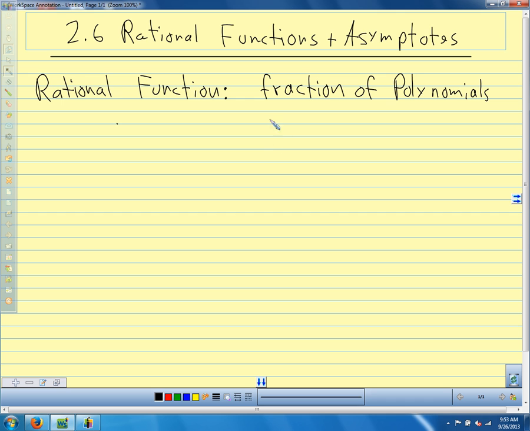I'm going to write it for today. We're going to write it as f of x equals n of x over d of x. N for the numerator, d for denominator. And each of these is a polynomial. And we're going to do several things with these rational functions. One thing that we're interested in is finding the domain.